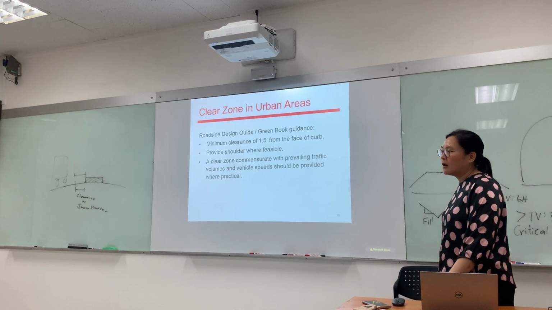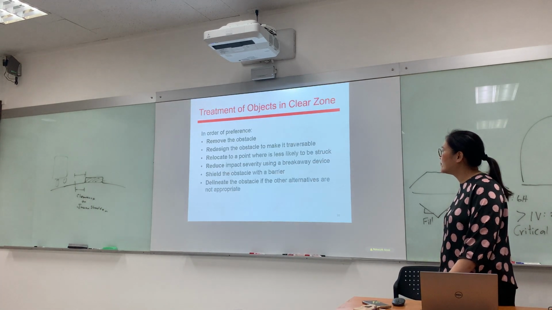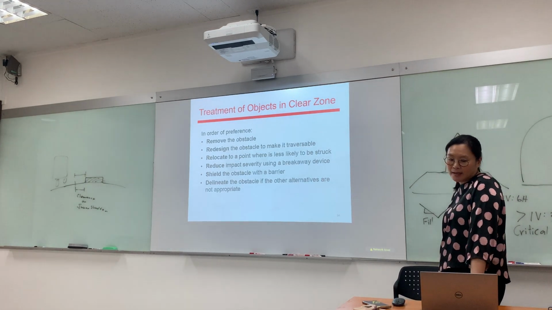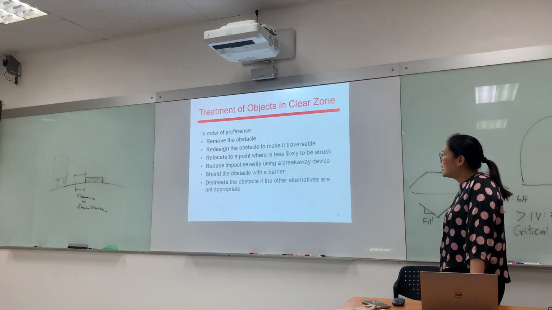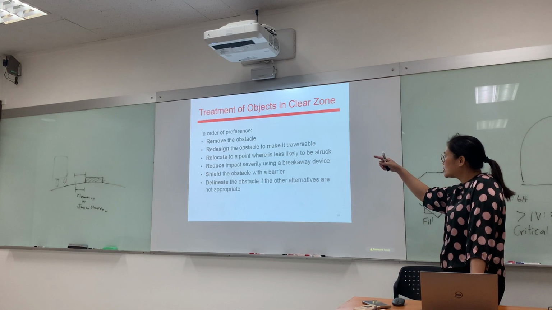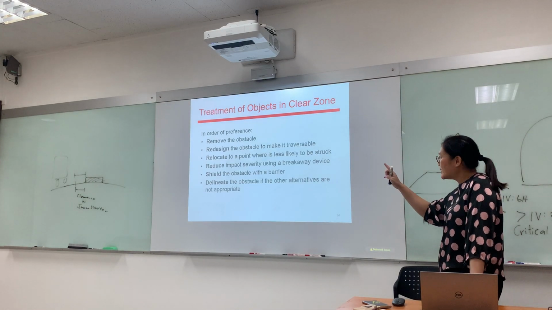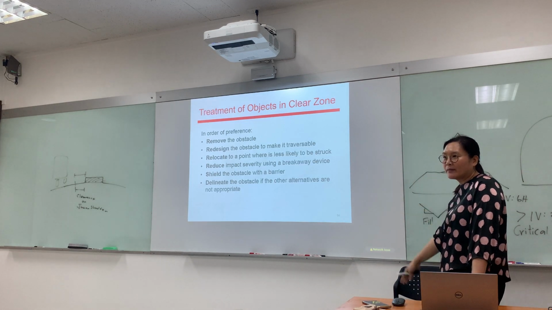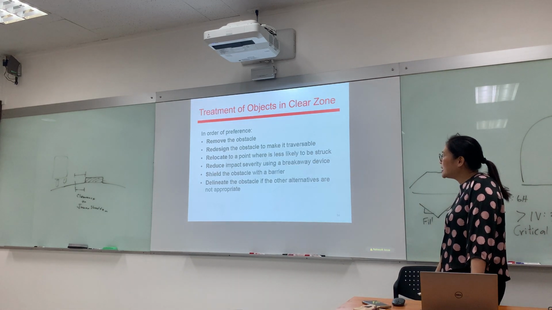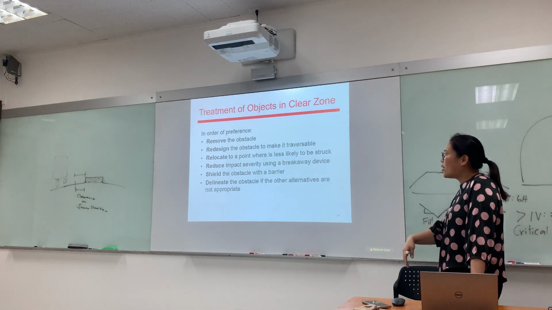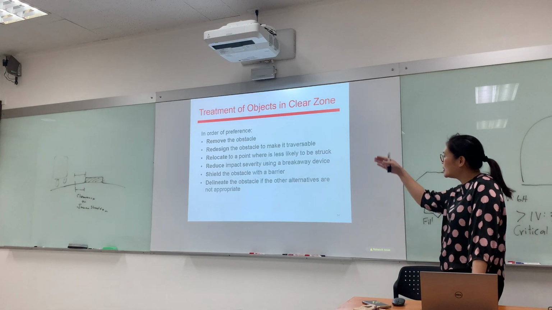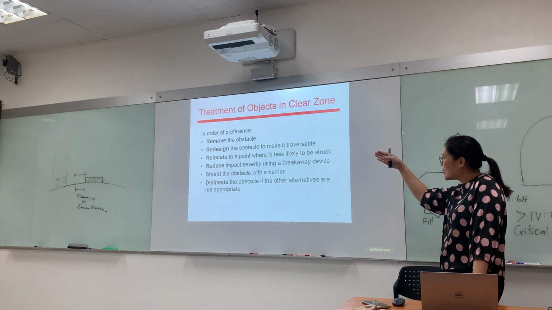What if we have so many objects within the clear zone? What should we do? There are some ways of treating objects in the clear zone. We can do what we call 4 R's, 1 S and 1 D. In the future, you should probably keep this in mind: how to treat the object, or how to make your highway forgiving. If you cannot provide a clear zone, you can do either 4R, 1S and 1D.